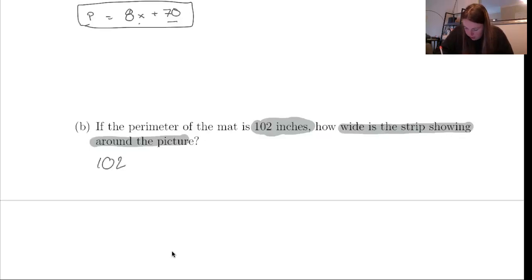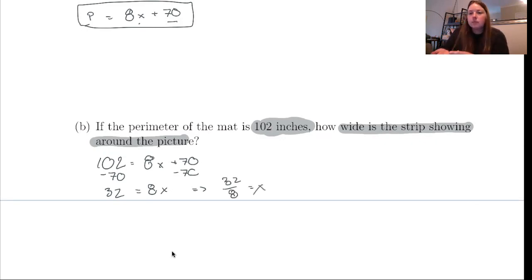So 110 is my perimeter, so that's going to equal 8x plus 70, minus 70, minus 70. So 40 equals 8x. So 40 over 8, is that 5? Remember, I had to stay after school for my 7 and 8 tables, so I'm not very good at them. Okay. X equals 4. And since this is in inches, I'm also going to assume that that's going to be in inches. I'm not changing anything. So 4 inches. Okay.